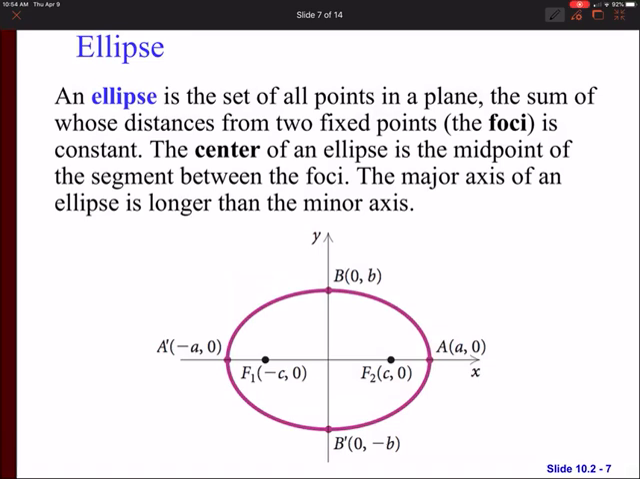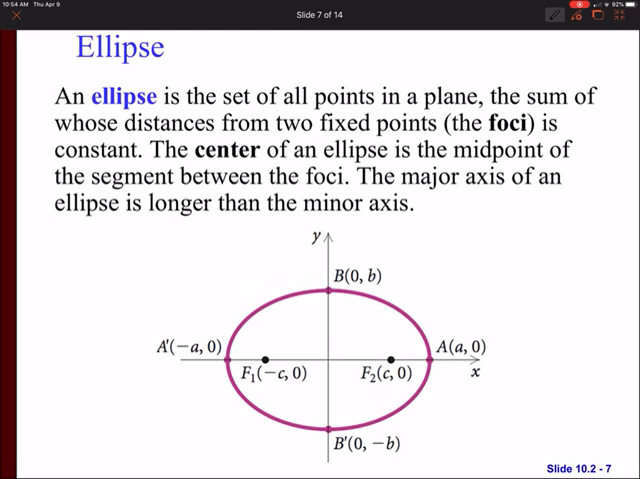Okay, moving on. I want to look at an ellipse. So we finished our topic of the circle. An ellipse is a set of all points in the plane in which the sum of whose distances from two fixed points is constant. Now these two fixed points we're going to call the foci.